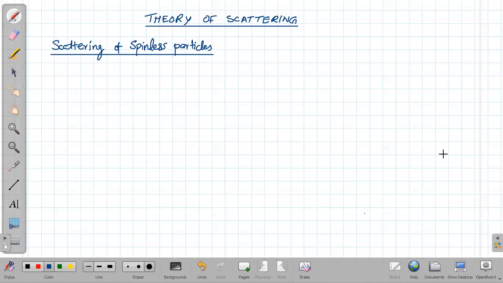Hi all. So welcome back to the discussion on the theory of scattering. Today we are going to discuss the scattering of spinless particles. Before going to the detailed discussion on the scattering of spinless particles, we would like to take certain assumptions to simplify our studies. These are the assumptions that we are going to make.